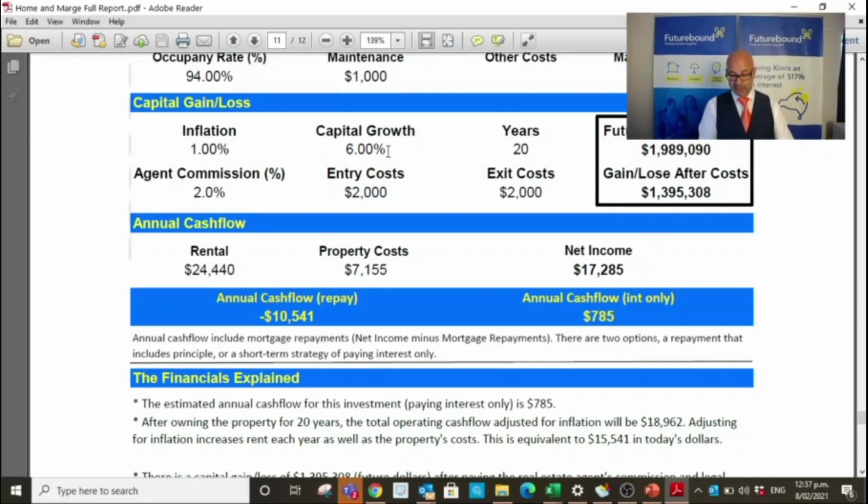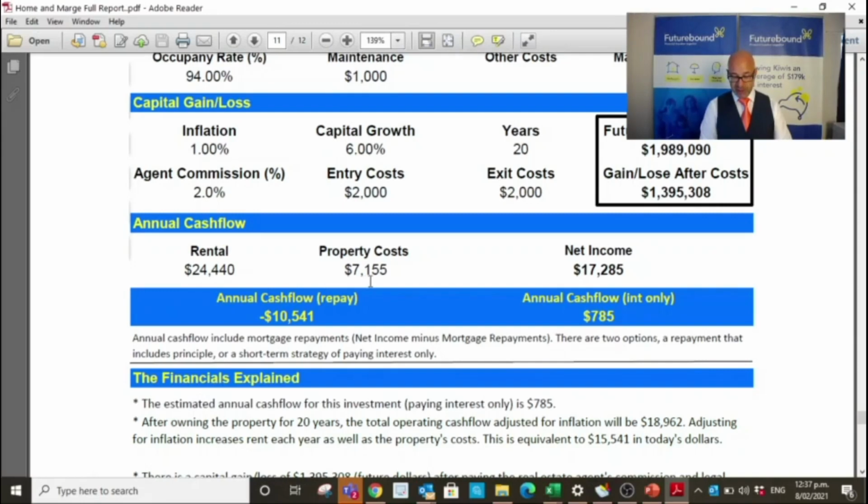over the last year. In this example, we're going to assume that we're going to own this house for 20 years and then we're going to sell it in 20 years. At that time, we're going to pay the agent 2% commission. This is the real estate agent. We're going to pay entry costs of $2,000 for legal fees and exit costs of $2,000 for legal fees, both of which should be cheaper than that, but that's just to go a bit on the high side. Then we've got the future property value will be 1.9 million, and then there'll be a gain of 1.395 million after all costs. Okay, so we've got here rental income of 24,000.